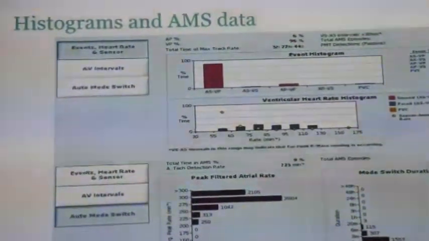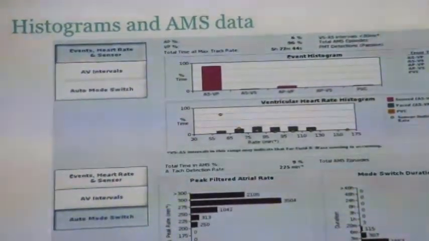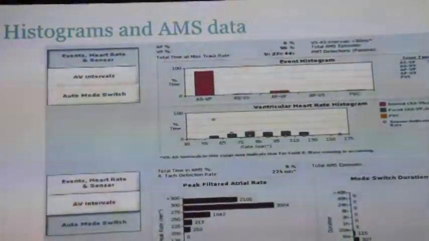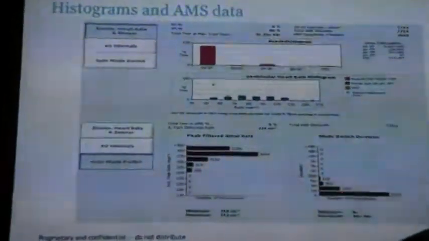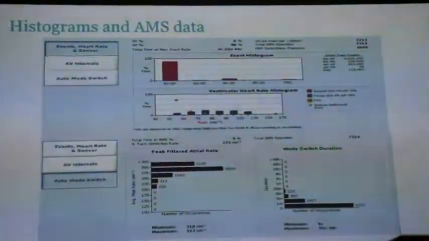So here's his event histogram. He's pacing 96% of the time. That's not enough. It has to be 99 or 100, preferably 100, with biventricular pacing. He's only 96. We should make that better, so we need to work out why he's doing that. He's a little bit of A pacing, well, that's okay. Here's his ventricular heart rate histogram, which equals his atrial heart rate histogram. Any comments about his histogram?